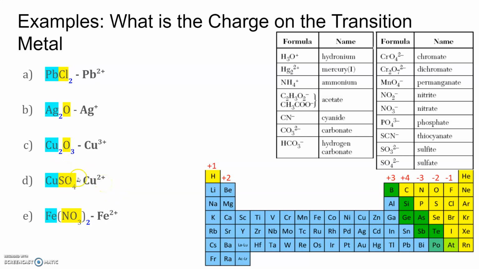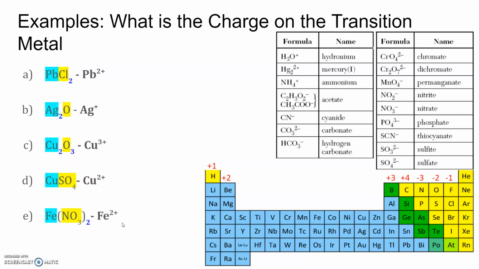In example D, I have copper sulfate. Sulfate is a polyatomic ion, so unless I've memorized the charge, I have to go to this chart and find it. Sulfate is here, it has a -2 charge. So the question is, I have 1 sulfate and 1 copper. What must the charge of copper be in order for the overall charge to be 0 if sulfate has a -2 charge? Well, that must be +2, because +2 and -2 will give me 0, so copper is +2.